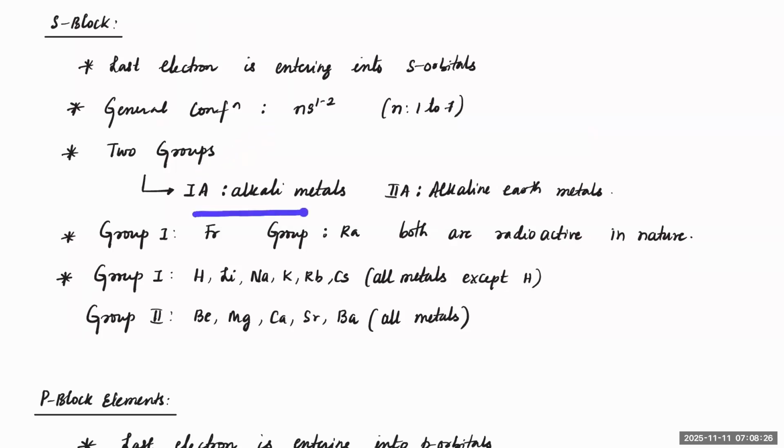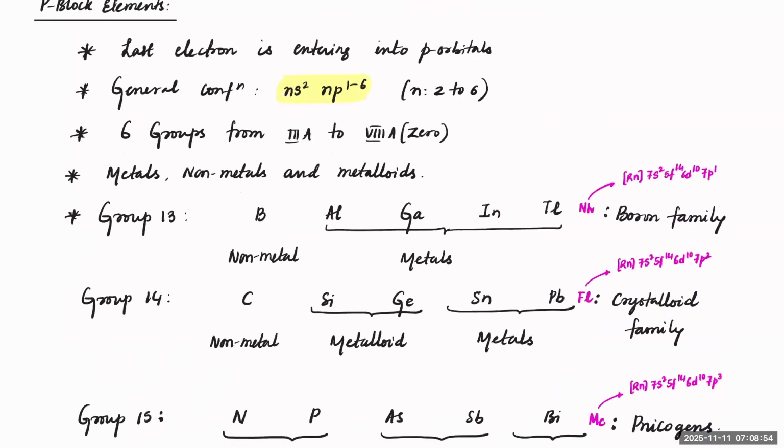Two groups, 1A and 2A. These are the two groups which it has. One is alkali metals and the other one is alkaline earth metals. Group 1 has francium, group 2 has radium. Both of them are radioactive elements. Group 1 elements include these, group 2 elements include these two. Clear? Next, P block.